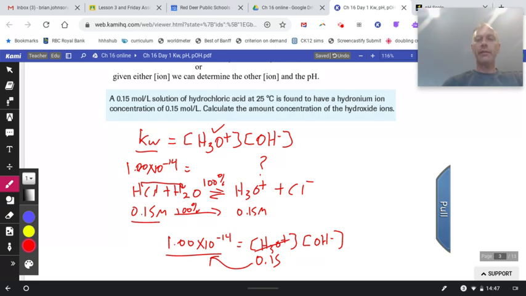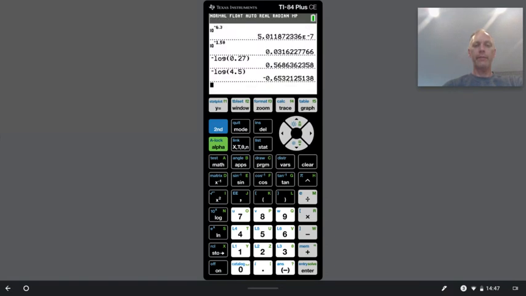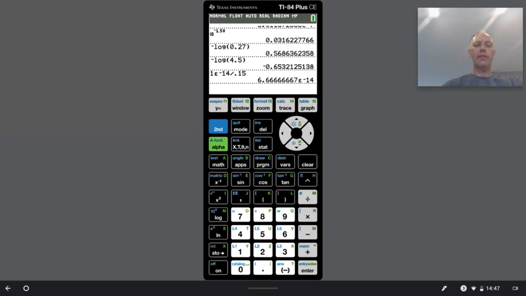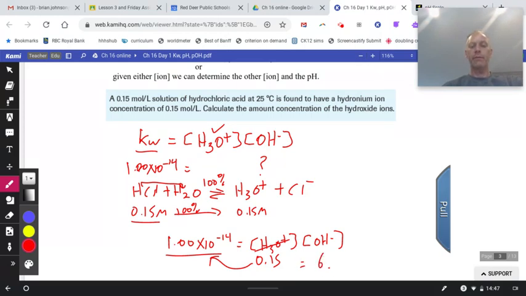I've got my calculator right here. 1 times 10 to the minus 14, divided by 0.15 is 6.67 times 10 to the negative 14. 3 sig digs, 2 sig digs, 6.7. Okay, so that's how you can use Kw to convert hydronium to hydroxide or hydroxide to hydronium.